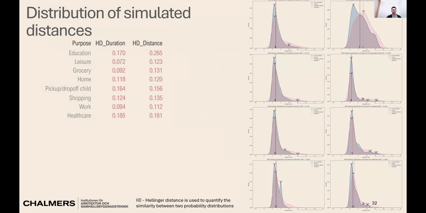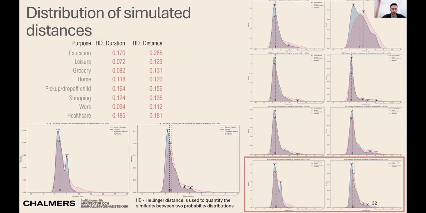But in addition to validating the individual counts of these travel metrics, we also looked at the distribution of each of these metrics, and we used an indicator called the Hellinger distance, which quantifies the similarity between two probability distributions. And then we noticed something interesting in the way the model makes assumptions on the destinations that people travel to.